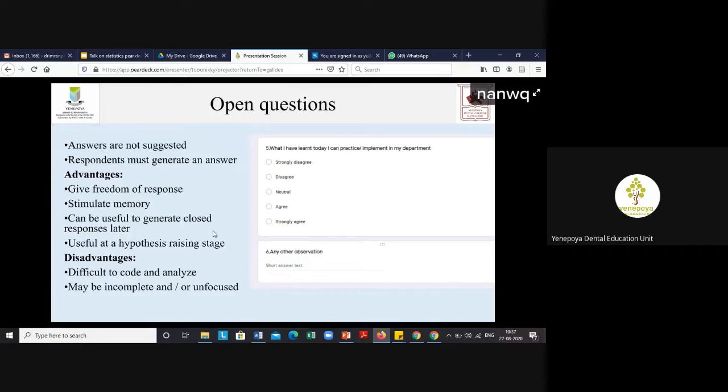The basic advantage of open-ended questions is that it gives freedom to the person who is responding. Sometimes, if I think about theory, it stimulates memory, and definitely it can be used to generate closed responses at a later point in time. Basically, it helps in hypothesis raising. The disadvantage is that when you sit and analyze, you have to go through all the answers, and you have to code. So that definitely is difficult.